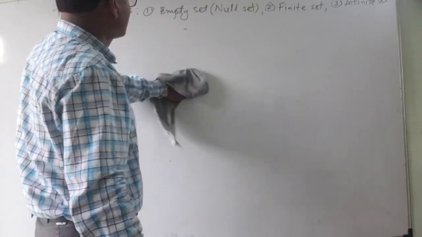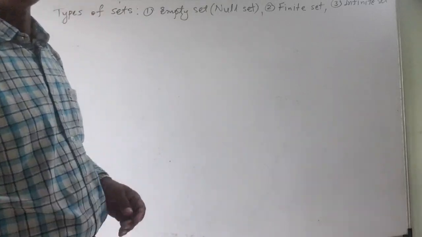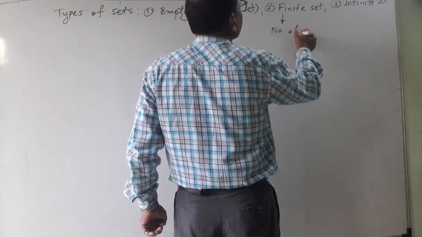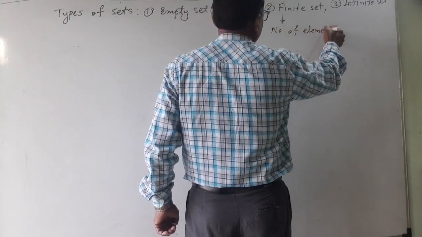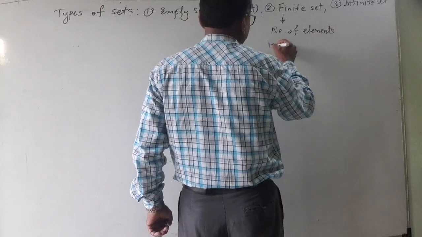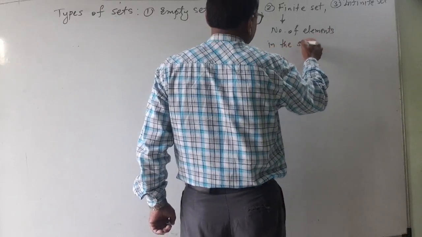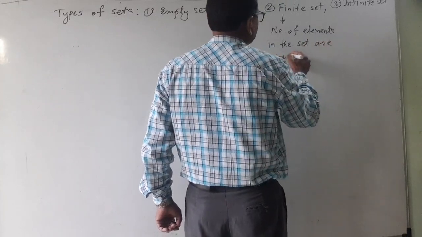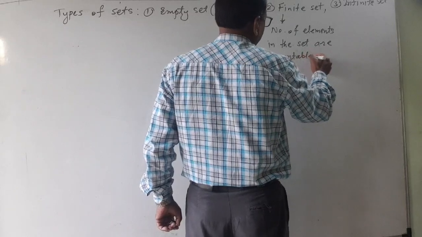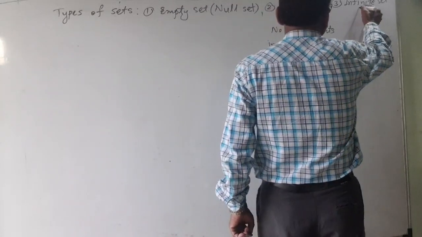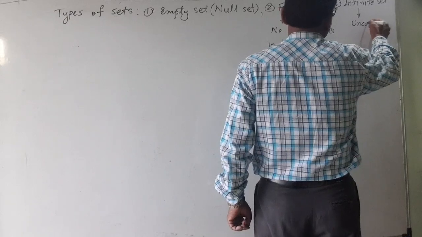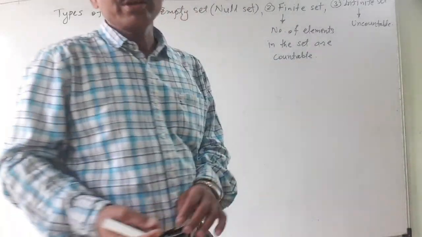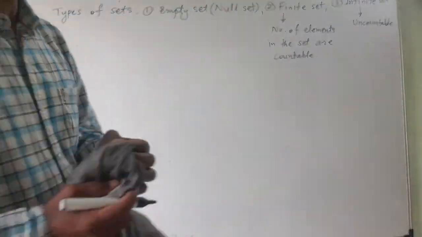Finite set means the elements which we can count. The number of elements in the set are countable. This is the finite set, and these are uncountable. This way you should remember how to recognize the sets.